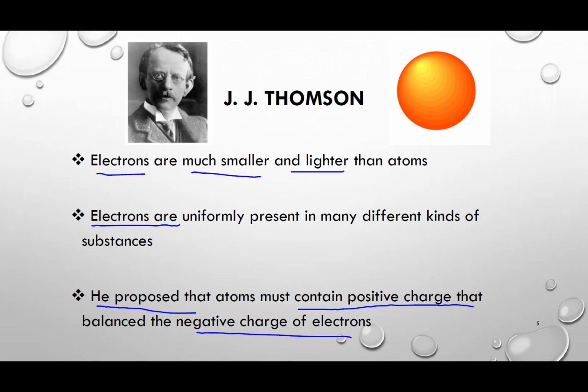The only thing he discovered was the electron, but they said, wait a minute, atoms on their own are neutral. If electrons are part of the atom and they are negatively charged, there has to be some positively charged species to balance out the negative charge of the electron.